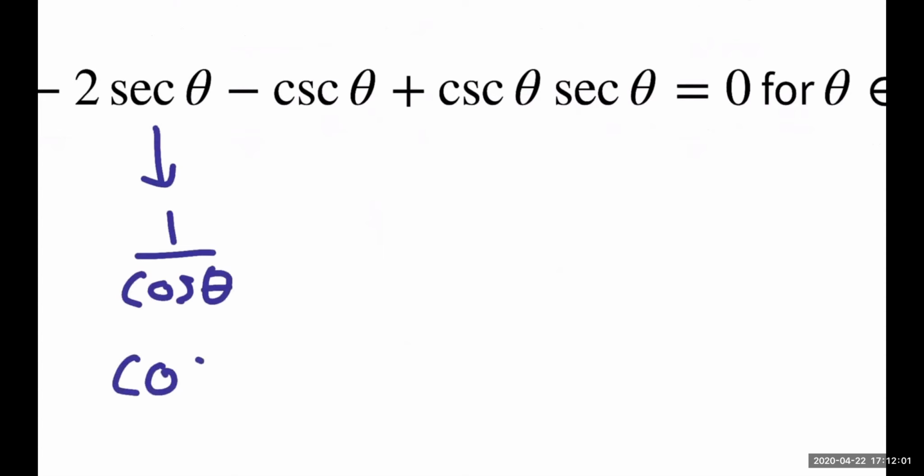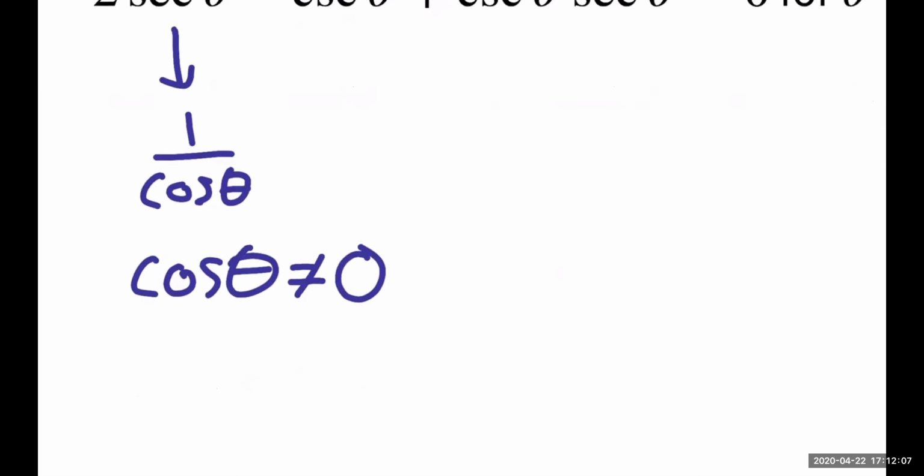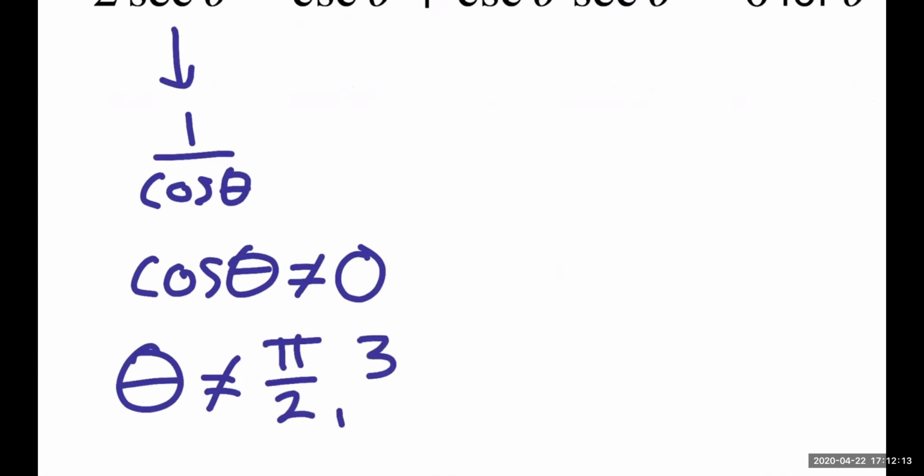You can think about it in terms of the trig graphs. You can also think about it in terms of the unit circle and the reciprocal functions. So secant of theta is equal to 1 over cosine theta. That would mean that cosine theta can't equal 0, otherwise secant theta is undefined. And the values where that would occur would be at pi over 2 and 3 pi over 2. So theta can't be either of those values.